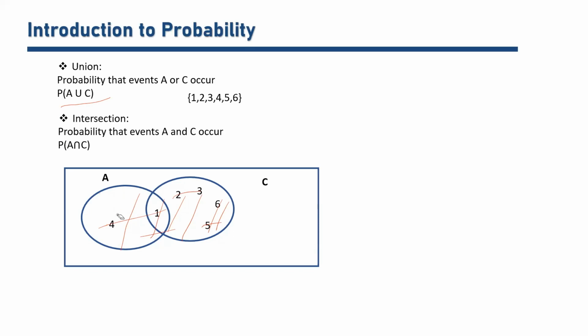But when I say that I am looking for intersection, what intersection means is the probability that event A and C occur, right? So you are looking for the numbers which are present in both the scenarios. So intersection is the probability that event A and C occur. So and is actually intersection, and or is actually union. Okay, so A intersection C here will be 1.